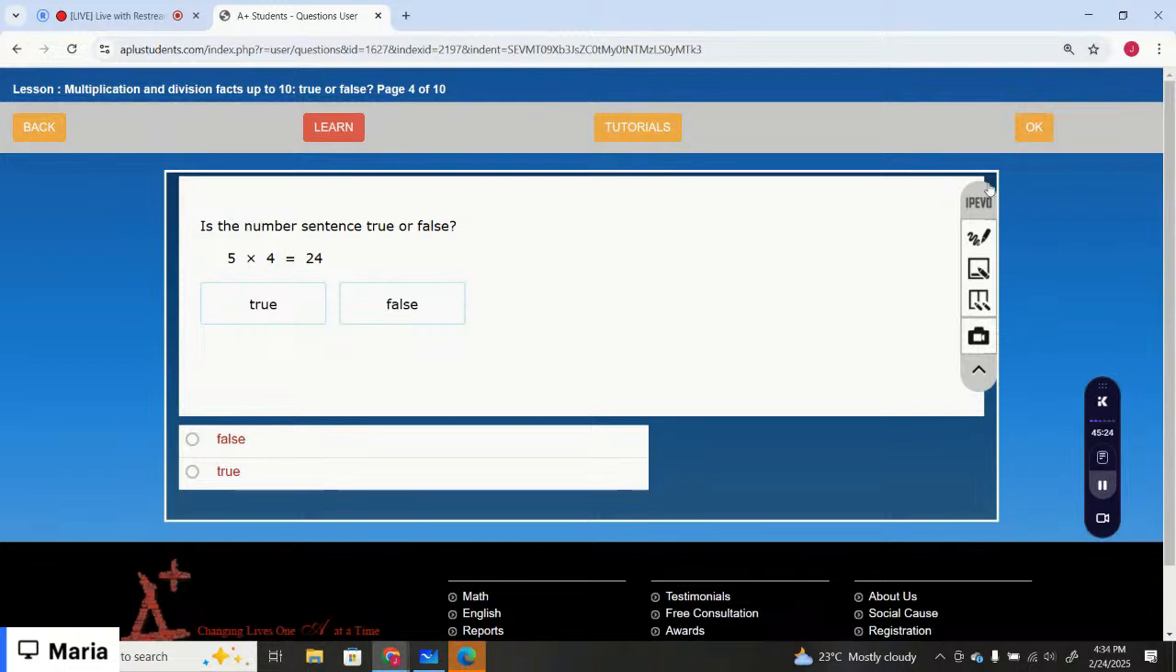Five times 4 equals 24. False it is. Option number 1 is the correct option.